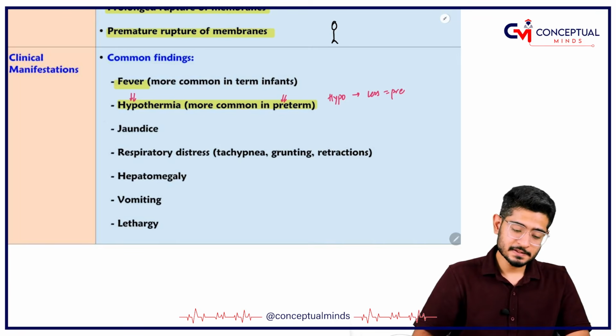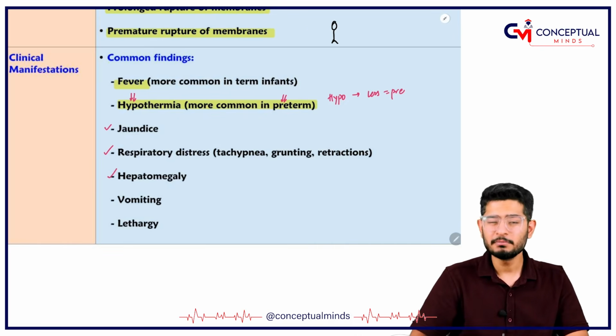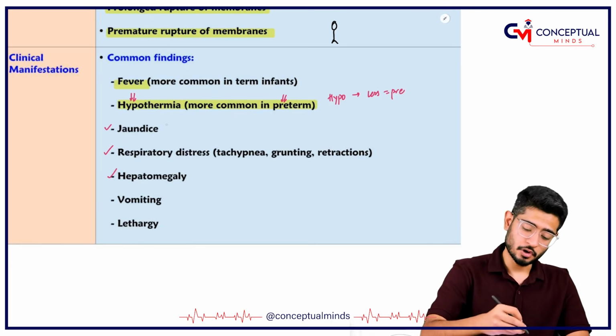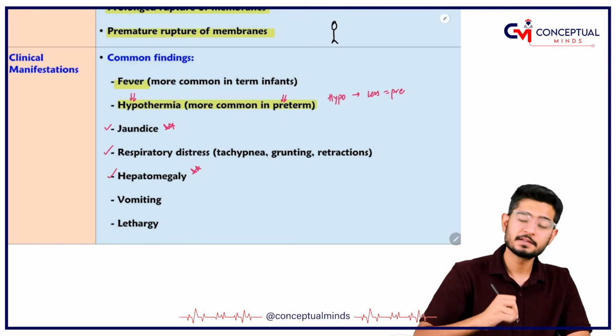What are the other things? So jaundice can occur, respiratory distress can occur, hepatomegaly, vomiting, lethargy. These are actually generalized signs, not very important, but yes, many of the infections are going to affect the liver, so that's why jaundice will be seen. That's why hepatomegaly is going to be seen.